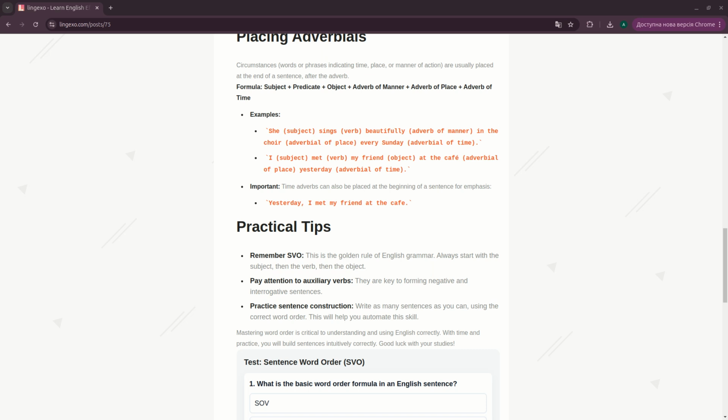Let's finish with some practical tips. Remember the SVO order. Pay attention to auxiliary verbs. Practice building sentences every day. With practice, correct word order will become natural.